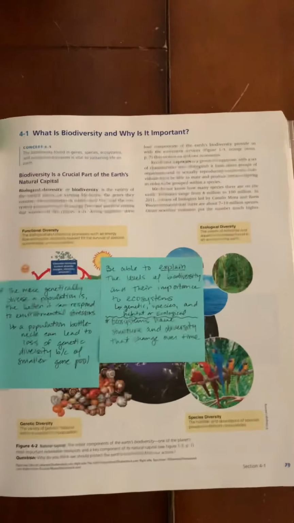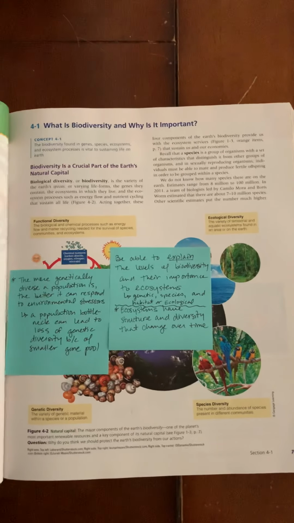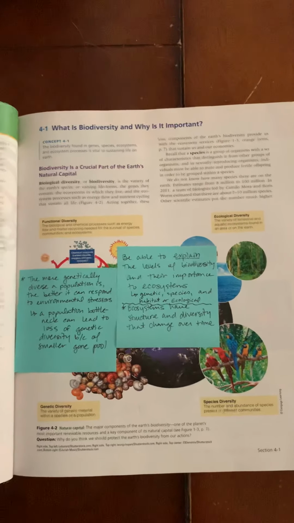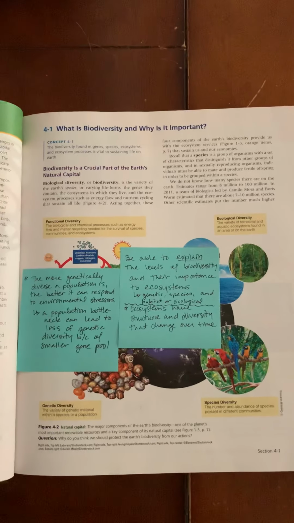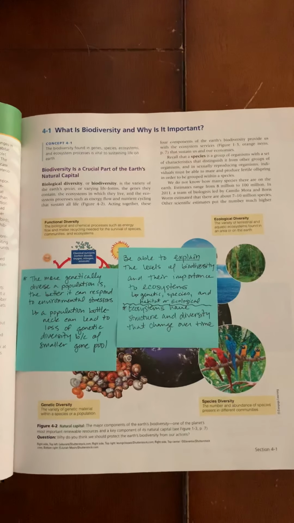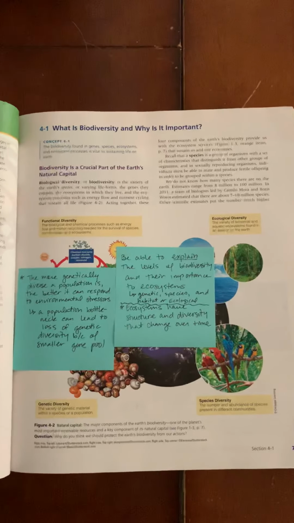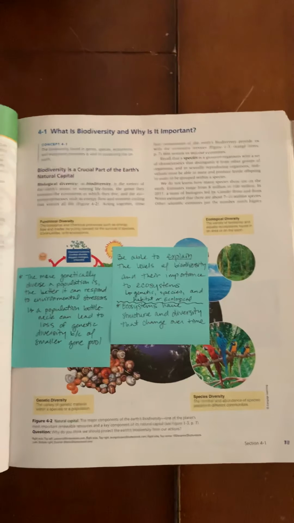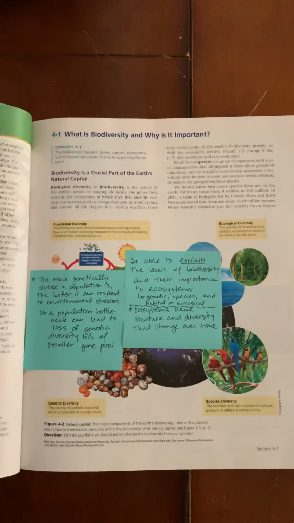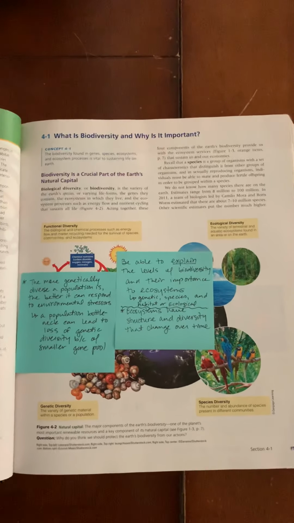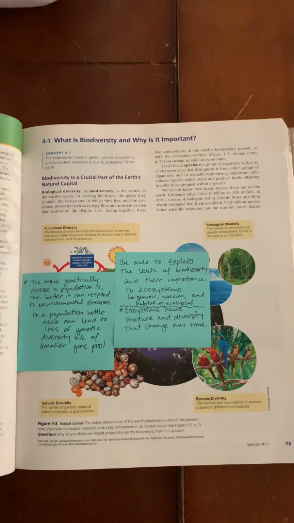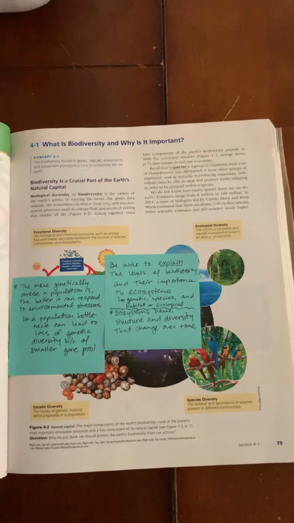All right, so going into Chapter 4 itself, the first section is looking at what exactly is biodiversity. Remember, biodiversity is looking at the diversity of life on the earth. So how many different types of living things do we have? How many different genes are contained? How many different types of ecosystems are there? So there are about 4 different types of biodiversity that we look at.